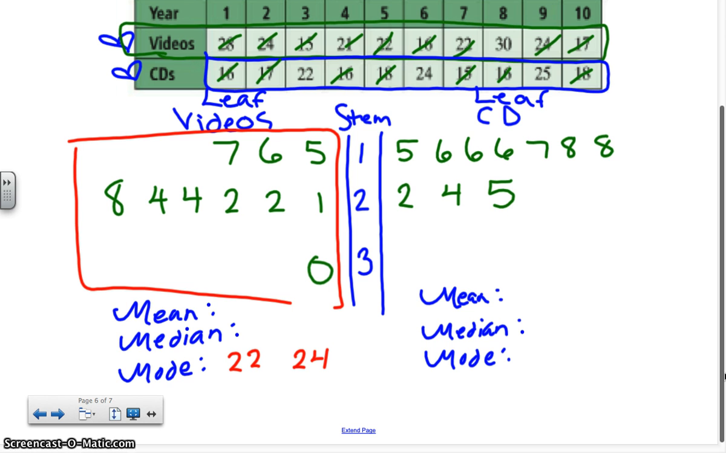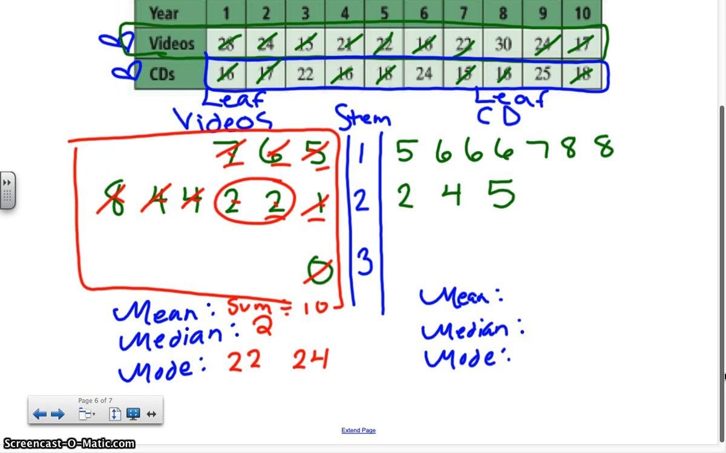My mean, I would add them up. I'd go 15 plus 16 plus 17 plus 21 plus 22, etc., until I get to the end. So I would do my sum divided by how many data points I have. I have 1, 2, 3, 4, 5, 6, 7, 8, 9, 10. 10 data points. For my median, you take away your smallest and your biggest. And it looks like my median would be 22.